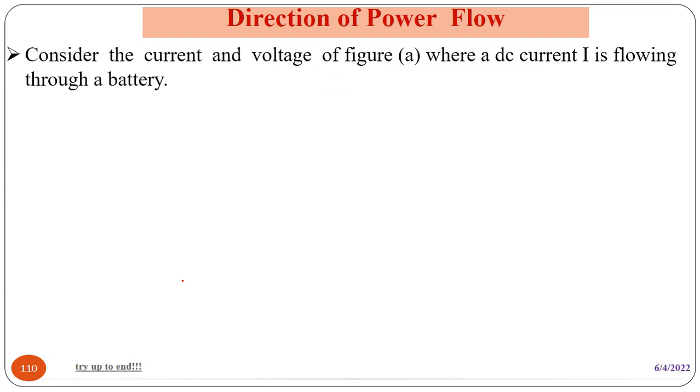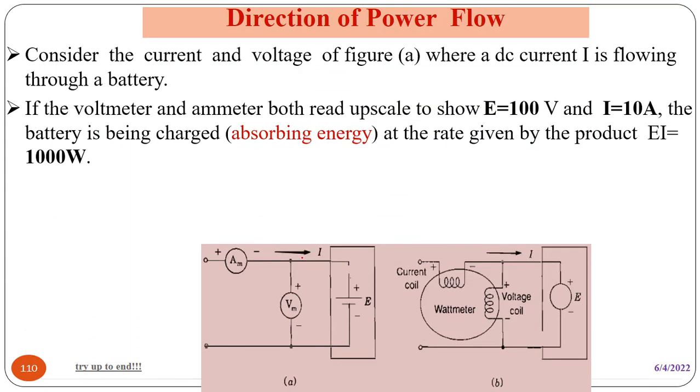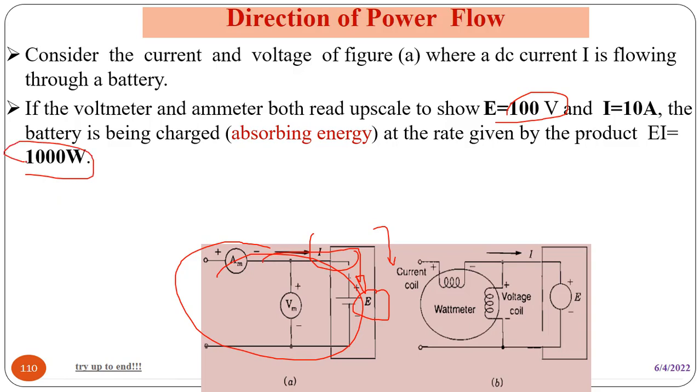Consider the current and voltage of this figure, where a DC current is flowing through the battery, in this direction. If the voltmeter and ammeter both read upscale, at 100 volts and 10 amperes, the battery charges. The battery absorbs energy, and it gives us 1000 watts.